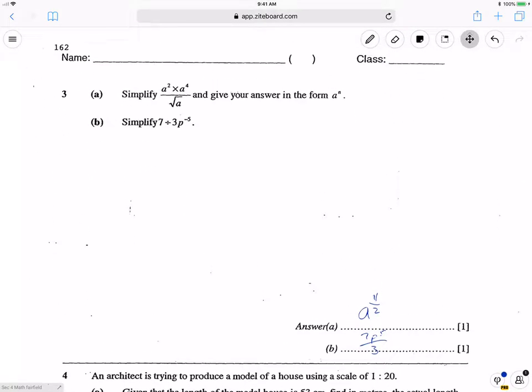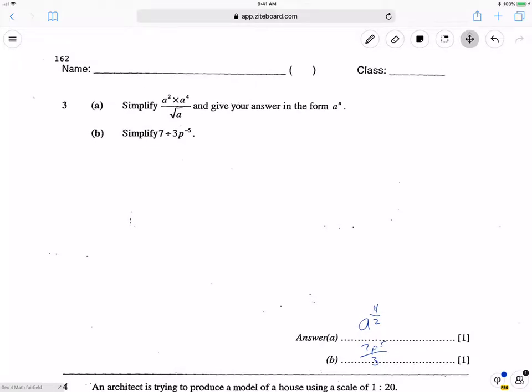Okay, next, A to the power 11 over 2. And the other one is 7p5 over 3. Did you get that? No? First one? Yeah, both okay. Okay, let's go through all. A to the power 11 over 2.